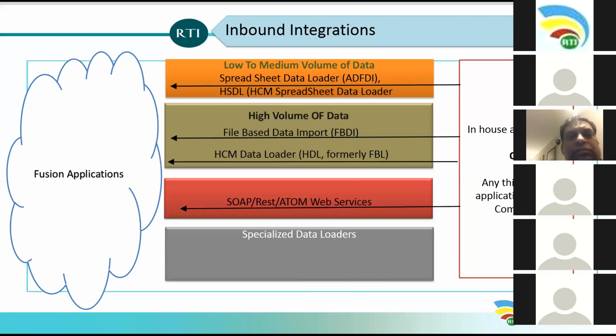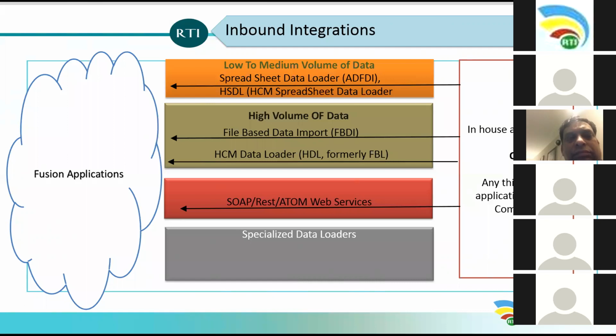Another very important one is SOAP, REST, and Atom web services. These are just like your database. If you do select star from EMP, then you call one REST API or SOAP API to Fusion saying, hey, get all employees. You get all employee data. Get employee where this condition holds, and you get the data.